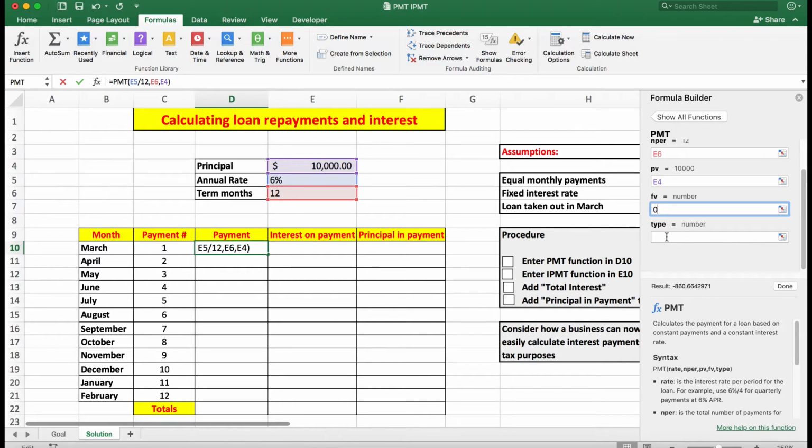This is generally the case when you take out a lease on a motor vehicle or on equipment, for example, when you would have to make your first payment on the day that the lease is signed and at the start of each month thereafter. We'll make it a 0 because most people will pay at the end of each month. Now we can click done, and there is my repayment, $860.66.